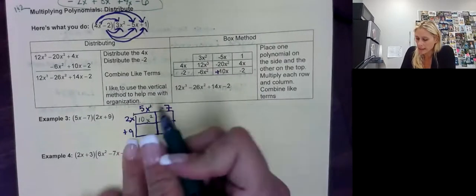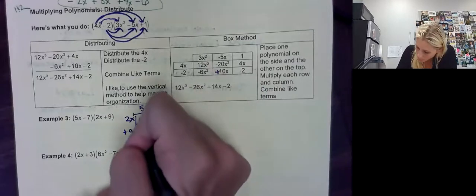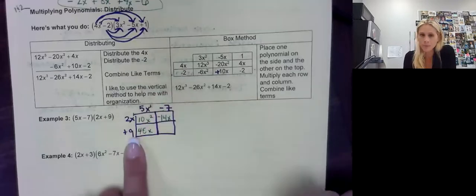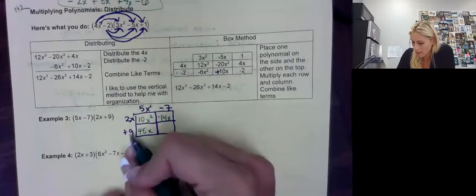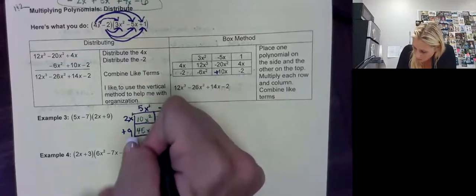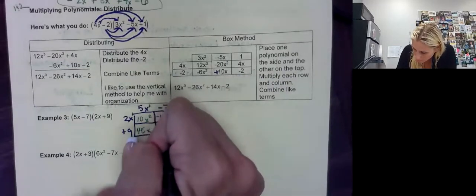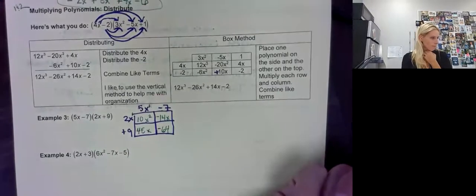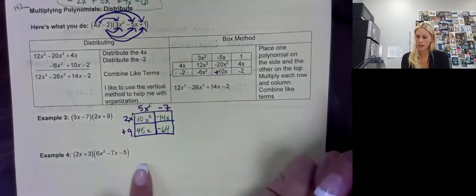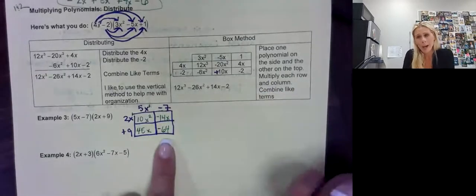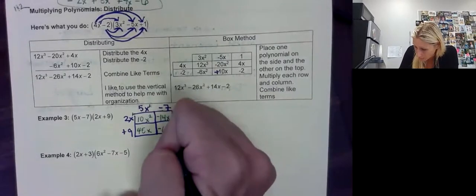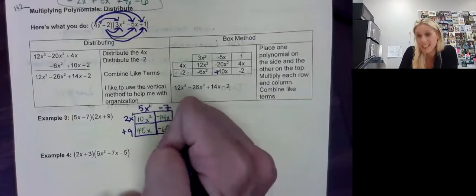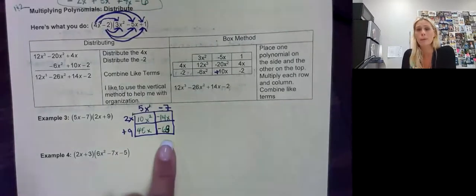5x times 9. Well, 9 times 5 is 45, and then that x is just there. And then 9 times negative 7 is negative 64. Okay, so now, not 64. Wow, can I multiply, guys? 63. It is the end of the day. Forgive me, I'm tired. It's the end of the day for me, probably the beginning of the day for you.